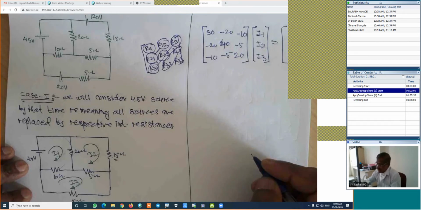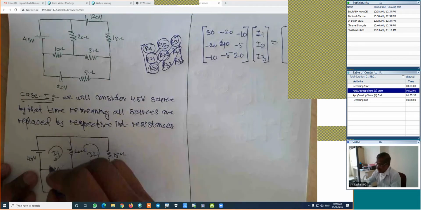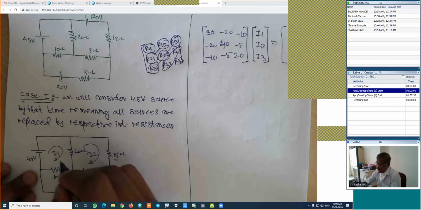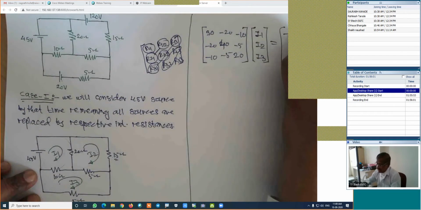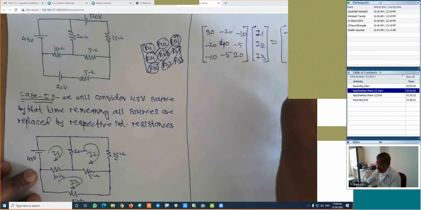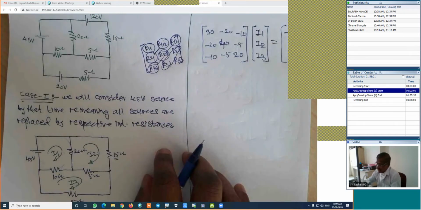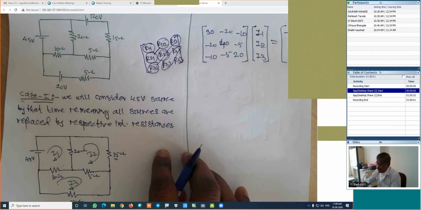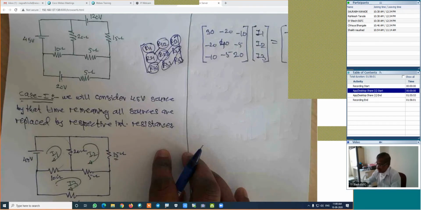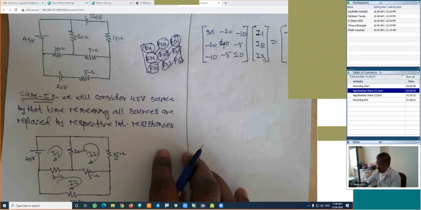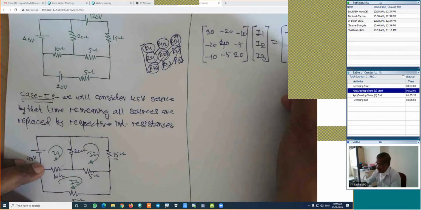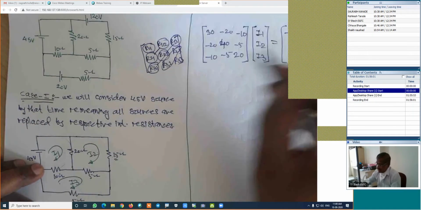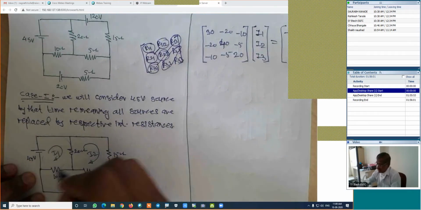How much is the constant? For loop 1, if we are traveling in the clockwise direction, constant is minus 45. For loop 2, it is 0. For loop 3, it is 0. In this case, it is minus 45. This is 0 and this is 0. Is it right? Because if we are traveling clockwise, it is minus 45.